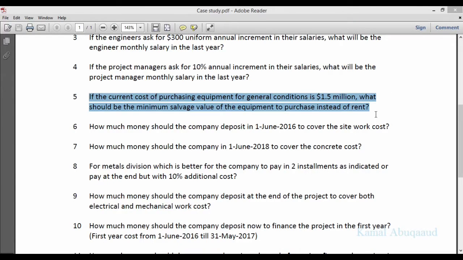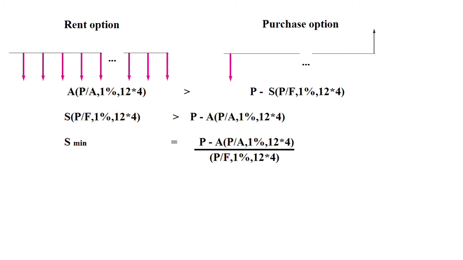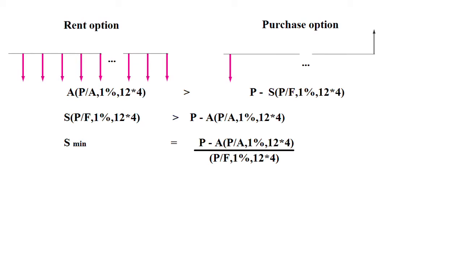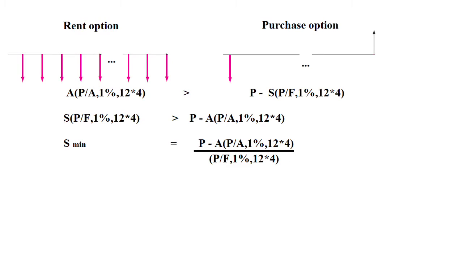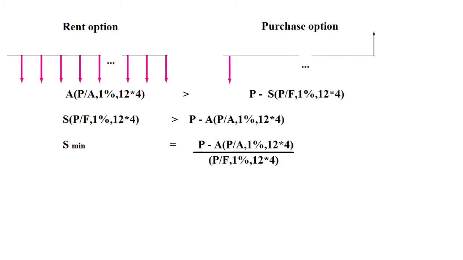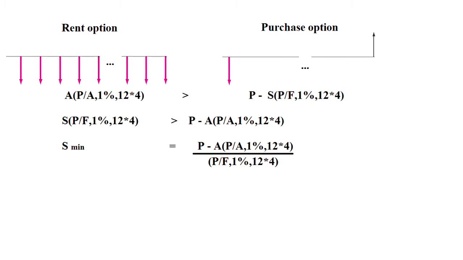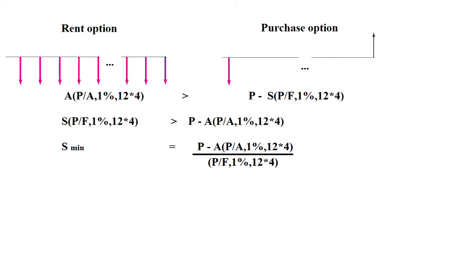Part 5 of the case study says, if the current cost of purchasing equipment for general conditions is 1.5 million, what should be the minimum salvage value of the equipment to purchase instead of rent? Let's have a look at the cash flow diagram of both options. If the cost of rent option is more than the cost of purchase option, then we will go for purchase option. So we will write the condition as follows.